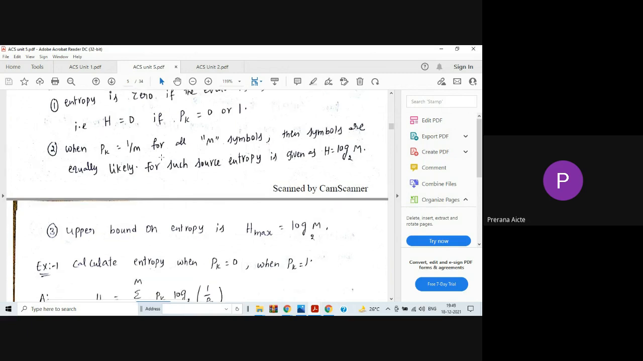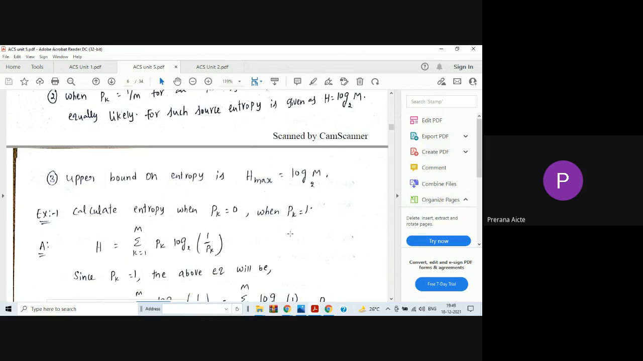And when pk equal to 1 by m for all m symbols, the symbols are equally likely, such that the source entropy is given by H equal to log m base 2. Just now we have written H equal to log m base 2. And the upper boundary of entropy is H max equal to log m base 2.